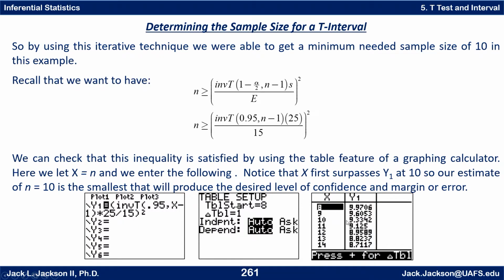Look at the table, and notice that the first time x surpasses y1 is what we want. We want x to be bigger than what y1 is. And the first time that happens is at 10 right here. 8 and 9 are too small. 10 is the first time that happens. So 10 will be the smallest one that will produce the desired level of confidence and margin of error, assuming that our sample has a standard deviation of 25 and our margin of error is 15 and our confidence level was 90%.